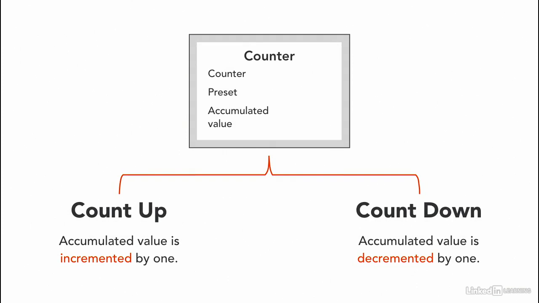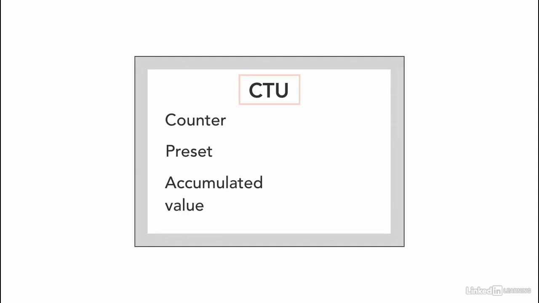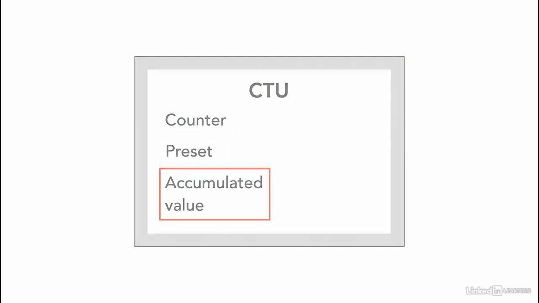Each time the counter instruction sees a false to true rung transition, depending on the counter type, a counter up counter's accumulated value is incremented by 1. A counter down counter's accumulated value is decremented by 1. The type of the counter is usually written on the top of the instruction. The counter instruction generally has three values associated with it: counter name, counter preset, and accumulated value.